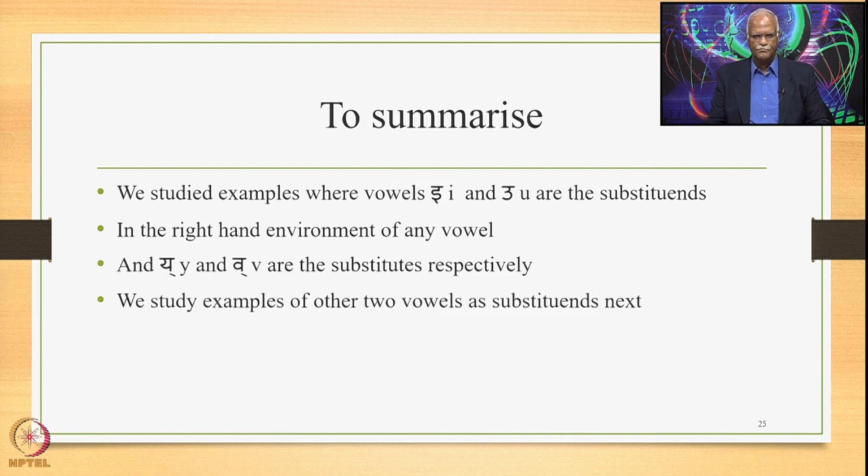To summarize, we studied examples where vowels E and U are the substituents, and in the right hand side environment we have any vowel excluding some vowels, and then Y and V are the substitutes respectively in place of E and U.